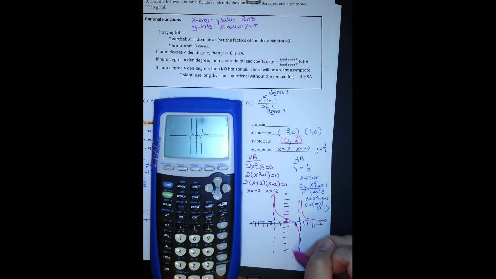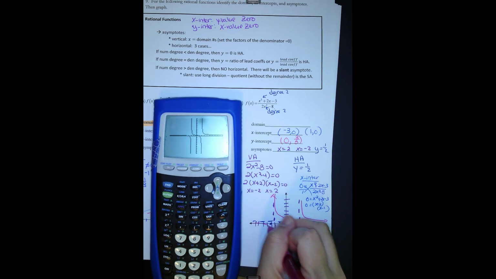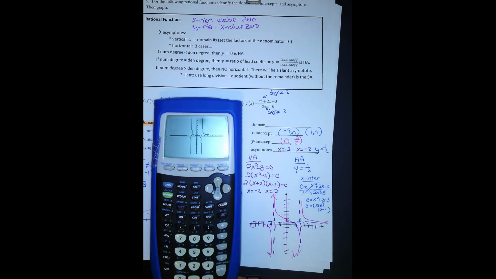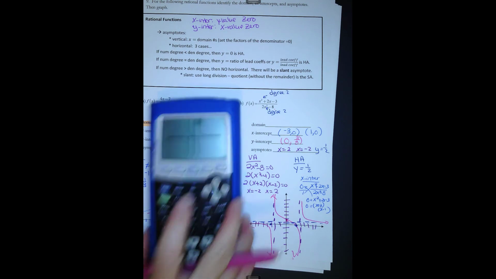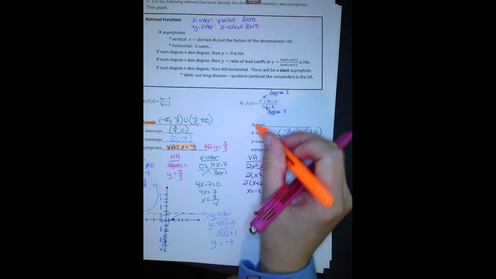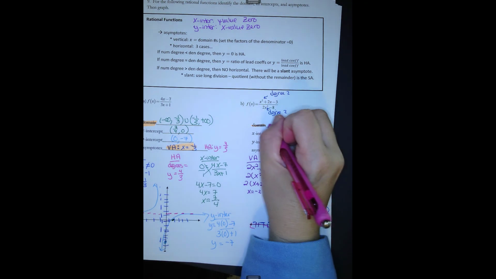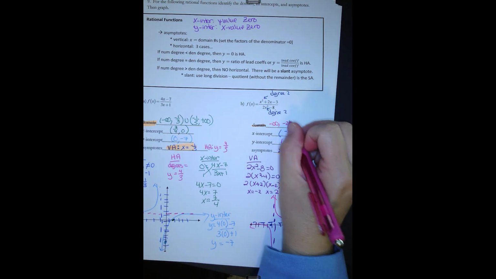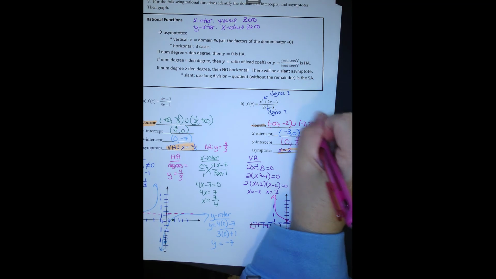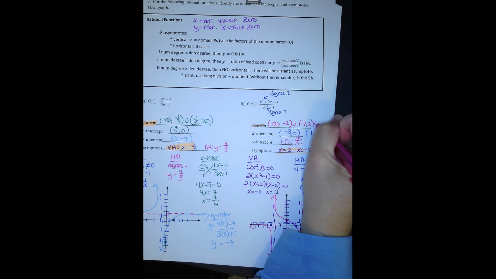So that being said, our domain also has 3 different parts. And once again, that domain gets separated by our vertical asymptotes. So our domain is dealing with those vertical asymptotes. So it is going from negative infinity to negative 2, left to right, union negative 2 to 2, and then finally union 2 to positive infinity.